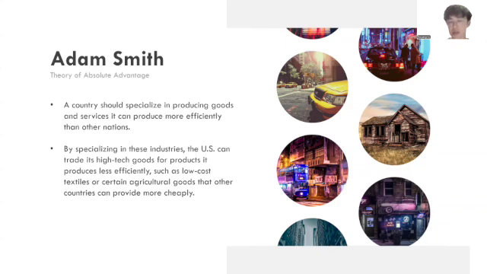For example, the US excels in technology, aerospace, and pharmaceuticals, with companies like Apple and Boeing leveraging advanced research, skilled labor and cutting-edge infrastructure. Specializing in these industries allows the US to trade high-tech goods for items it produces less effectively, such as low-cost textiles and certain agricultural products.